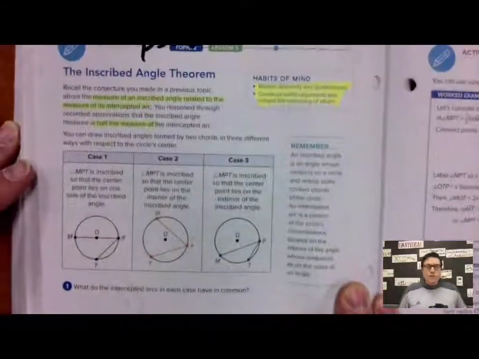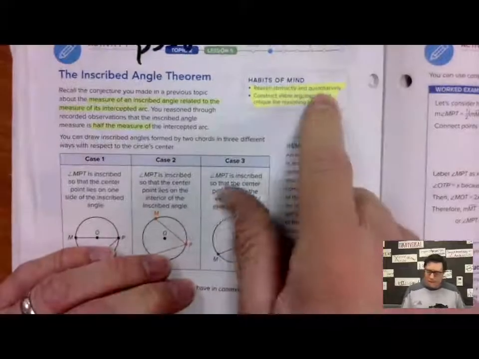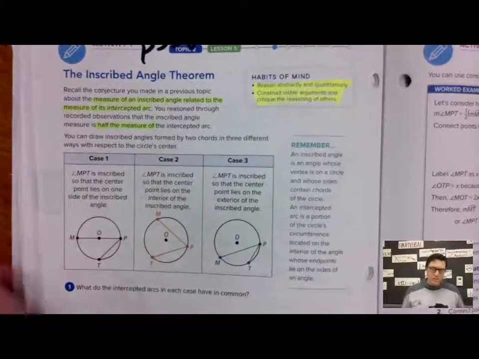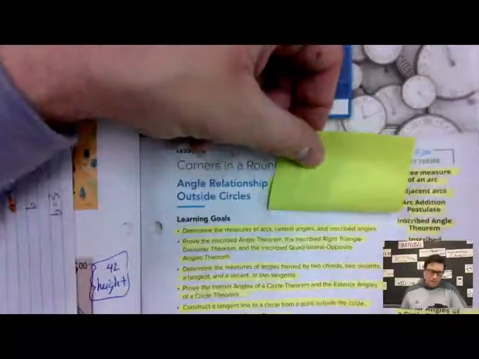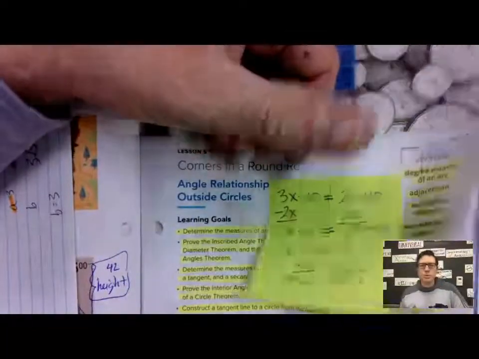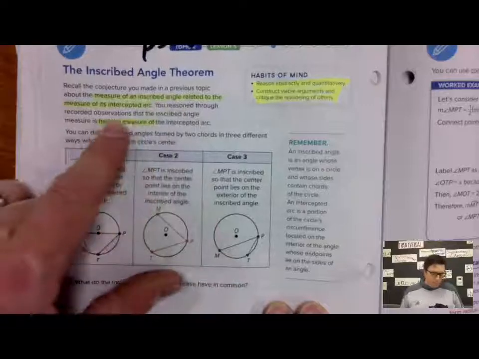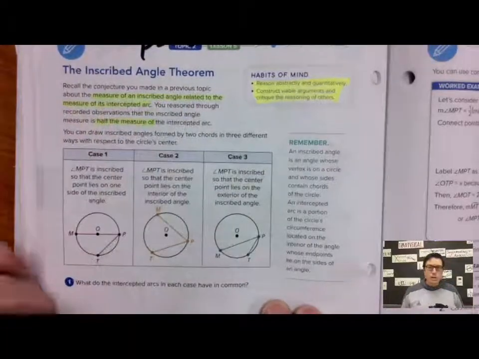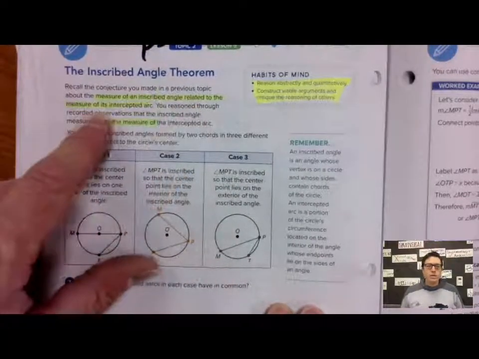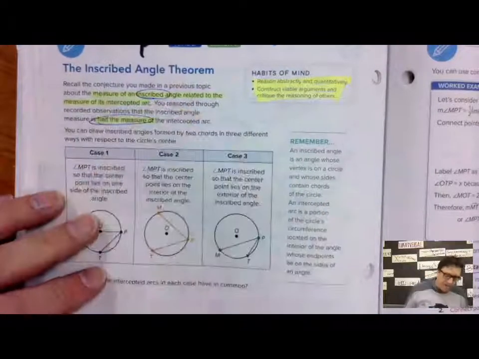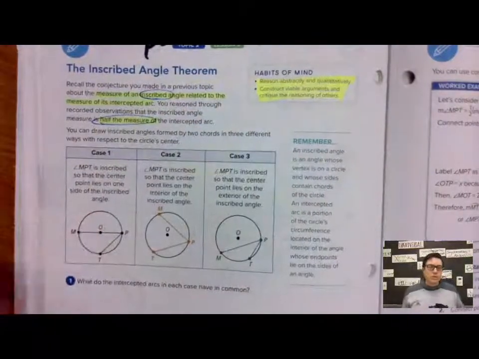On page 358, we're going to talk about reasoning abstractly and quantitatively, constructing viable arguments, and critiquing the reasoning of others. And this is related to our learning targets from page 355, where we're going to talk about the measures of arcs, angles, central angles, inscribed angles. Recall the conjecture you made in a previous topic about the measure of an inscribed angle. The inscribed angle is related to the measure of its intercepted arc. The inscribed angle is half of the measure of the intercepted arc.